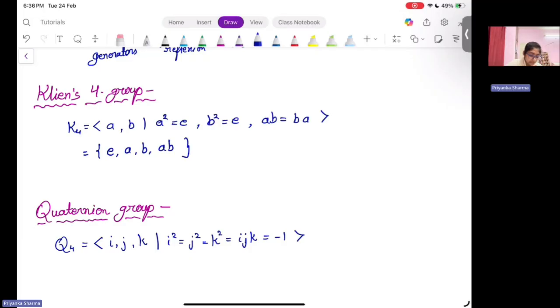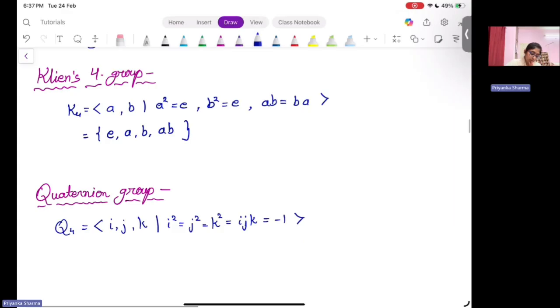It means the group is abelian. So that's why we cannot have more than these four elements in K4. Whenever we have A squared, we get the identity. Whenever we have B squared, we get the identity. Whenever we multiply A or B by E, we get the element A and B again. And what about AB or BA? They are the same and the element will be other than E, A and B. So K4 has exactly these four elements.